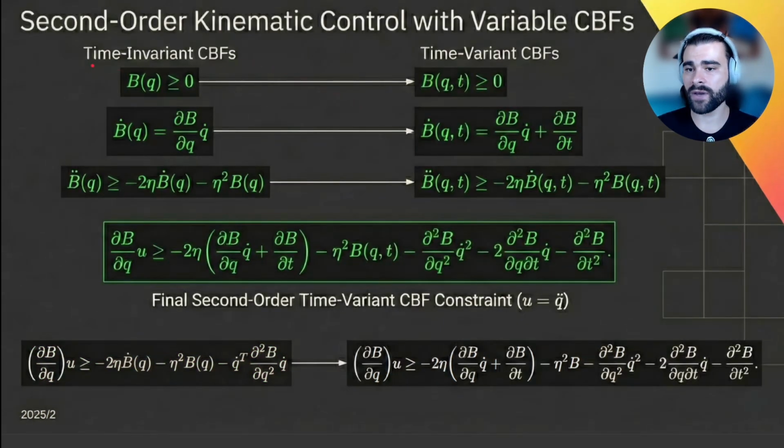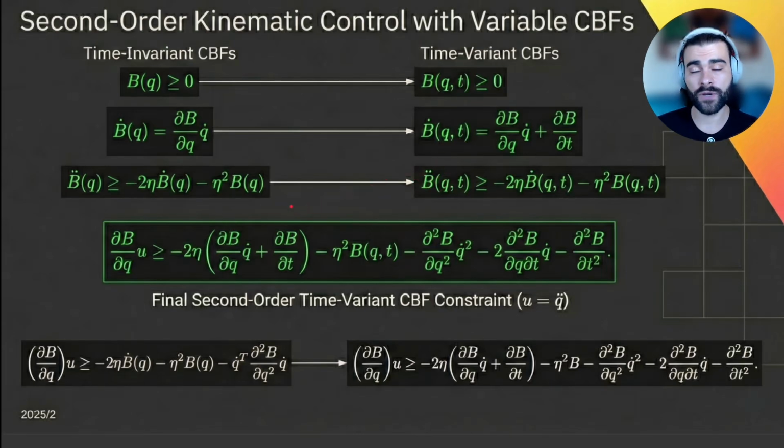So as we compare time invariant CBFs and time variant CBFs, we see that now B depends on time, and as we take the first derivative, a new term shows up, and also as we take the second derivative of B, since it depends on time, we see this whole new expression here. So now dB/dq times u is greater than or equal to this expression, where the parenthesis here is b dot, and then we have minus eta squared b minus all these terms that show up as soon as we take the second derivative with respect to time of b.